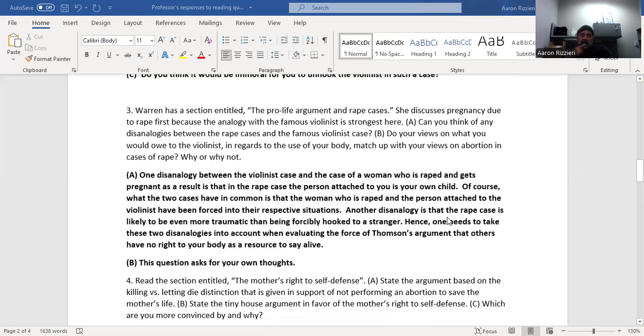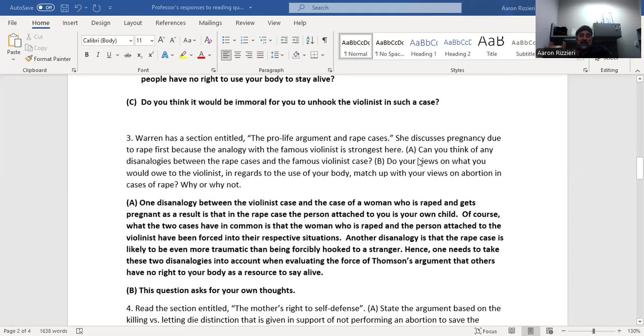Okay. And that's what I say here. Of course, what the two cases have in common is that the woman who was raped and the person attached to the violinist have been forced into their respective situations. But we could still probe and ask, well, how strong is this argument? Can you think of any disanalogies between the rape cases and the famous violinist case? And then B is more of a discussion question just for you to think about. Do your views on what you would owe to the violinist in regards to the use of your own body match up with your views on abortion in cases of rape?